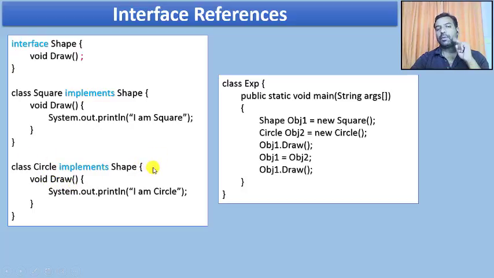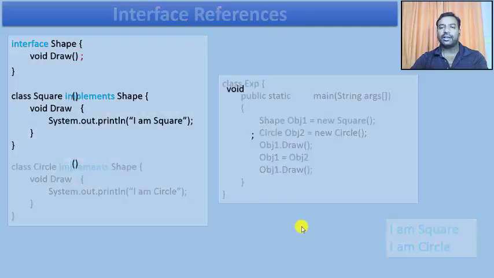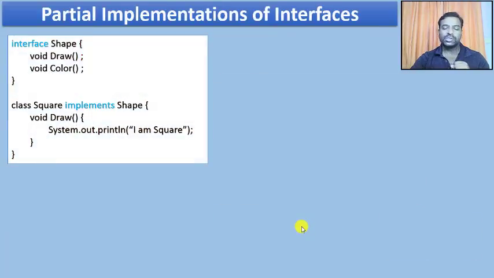This is the power of using an interface in a Java program. Hence for this reason, I am going to get the output as "I am square". For the same statement, I am going to get the output as "I am circle". And this is how we are going to use the interface.